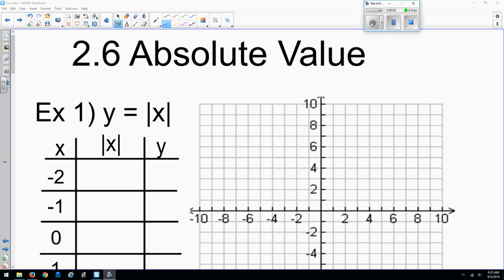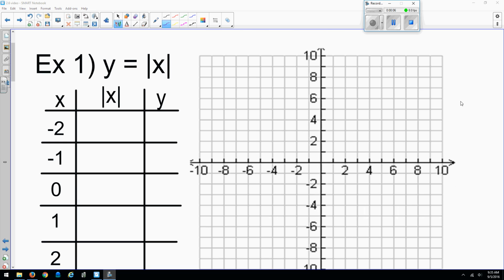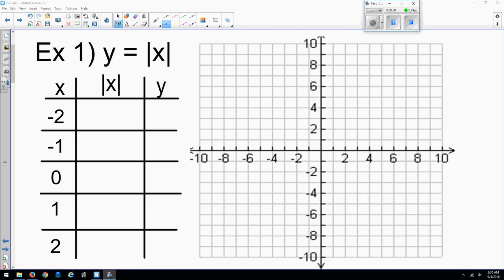Today we're going to be talking about graphing absolute value equations and inequalities. So we're going to start with an absolute value equation. And one way to graph it is by using a table of values. So I'm going to take all of the x values here and substitute them, and the output is our y value.